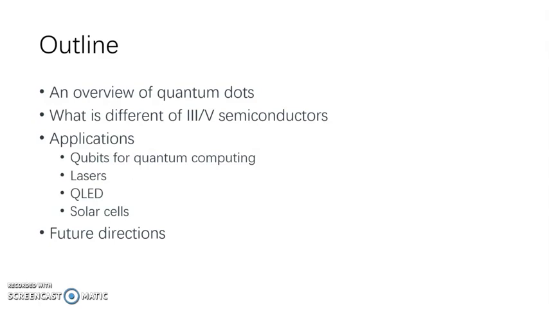Then I will go through some typical applications of III-V quantum dots, including quantum dot qubits for quantum computing, quantum dot lasers, quantum dot light emitting diodes, and quantum dot solar cells. Finally, I will briefly talk about the future directions.